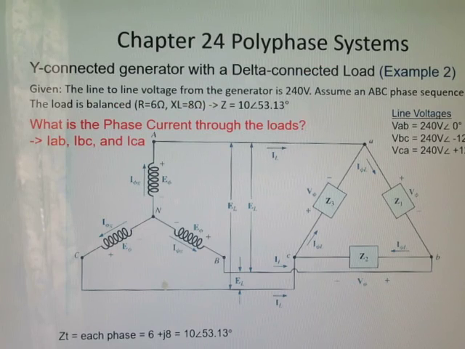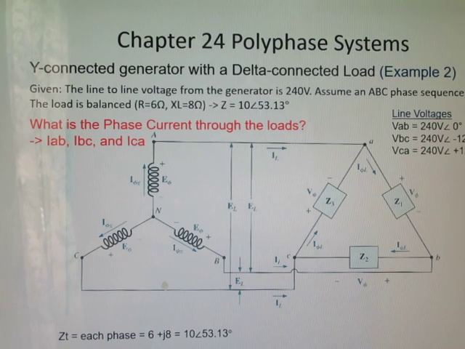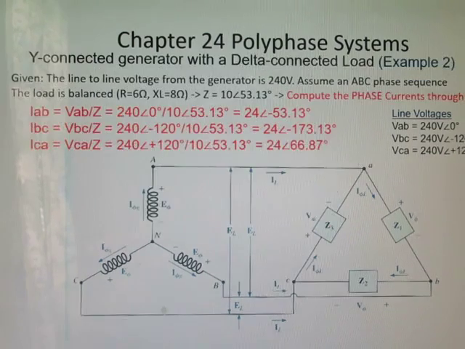Example 2: we have a Y connected generator and a delta connected load. We have an ABC sequence. We're given a line voltage of 240 volts. Next we want to determine the phase currents through the load. Since the load's balanced, we expect the magnitudes to be the same, but a different phase shift. And I do the calculations on the next slide.